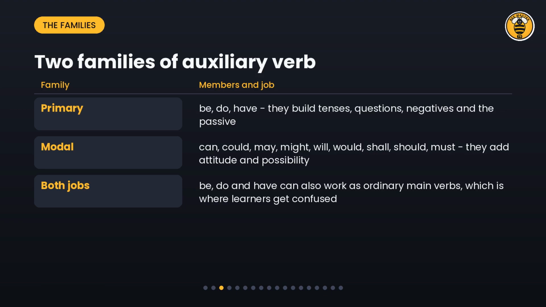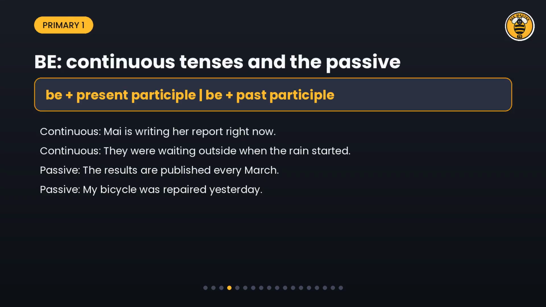And then there is the detail that confuses almost every learner. Be, do, and have can also work as ordinary main verbs. We will come back to that trap shortly. Let us take the primary auxiliaries one at a time.